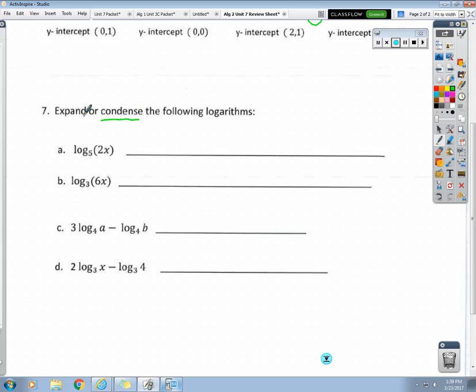To expand it, we're going to have to write log base 5 how many times? Twice. We write it once for the 2. Right. And then what sign goes in between them? Plus, because in condensed form it was a product, so in expanded form you add them. Okay, so quickly try B.